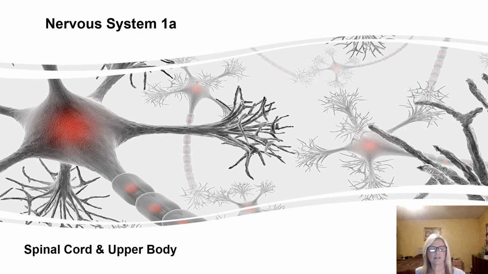Looking at the components of the peripheral nervous system, and we're also going to be looking at the components of the central nervous system.